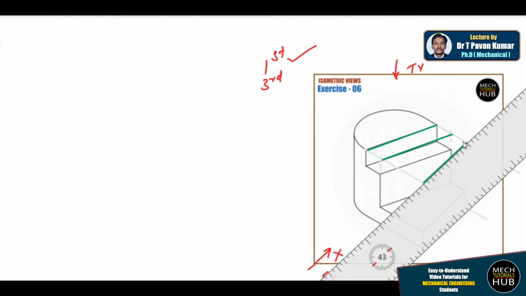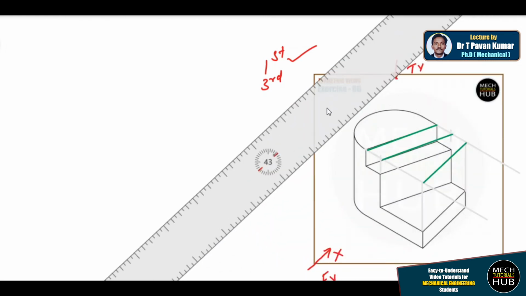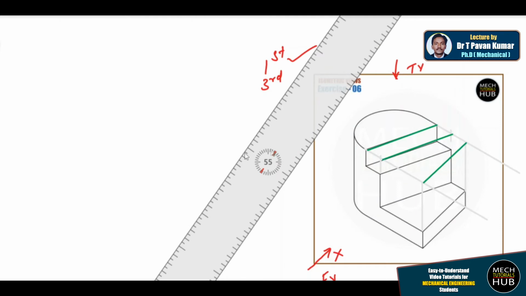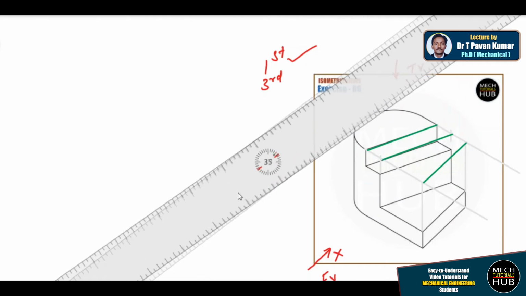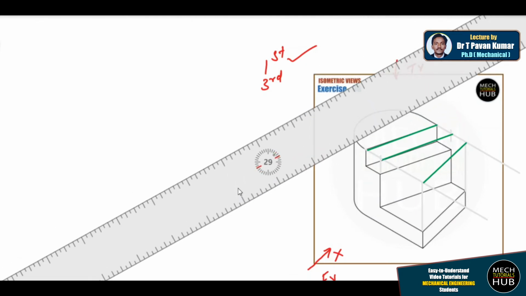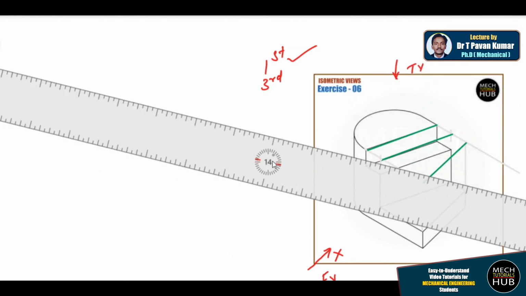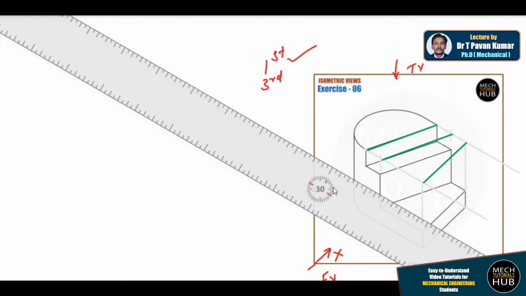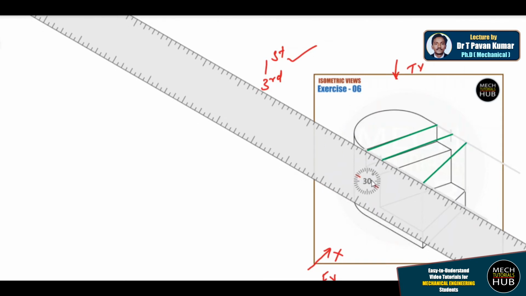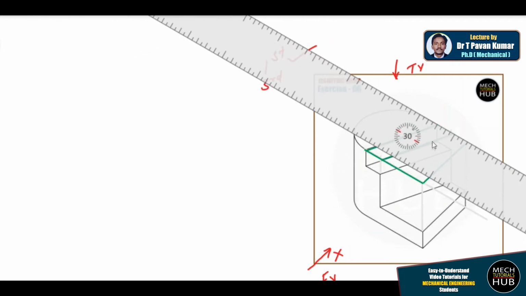Okay, now rotate to 30 degrees. I'm rotating this to 30 to the other side. Sorry, I need to rotate it to the other side just to align with this line. Whenever you draw HB lines, those lines should not cross.